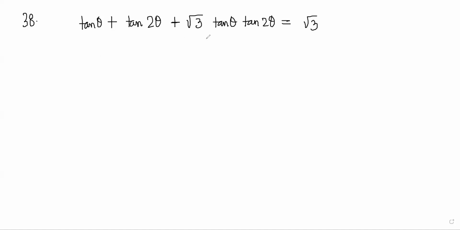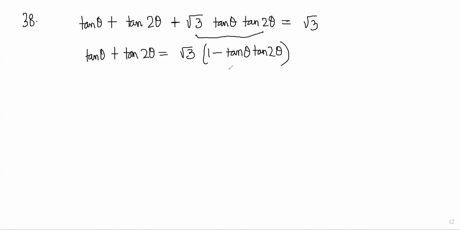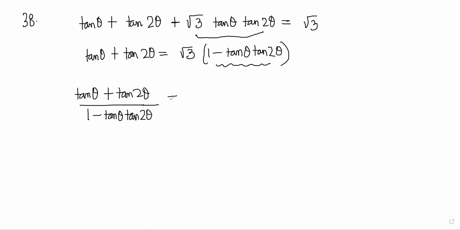Yes, sir. It is obvious that we can take this on the other side. If you take it on the other side, you will get tan theta plus tan 2 theta is equal to root 3 times 1 minus tan theta tan 2 theta. And then if you divide it, you can write tan theta plus tan 2 theta by 1 minus tan theta tan 2 theta is equal to root 3, right? Yes, sir.